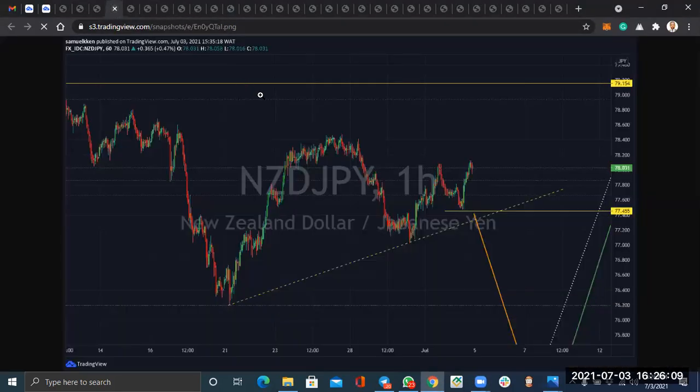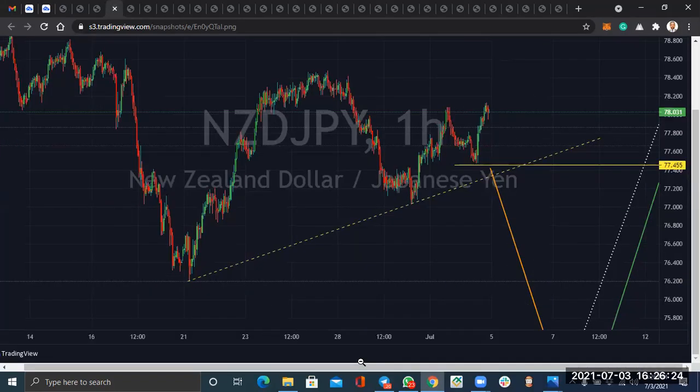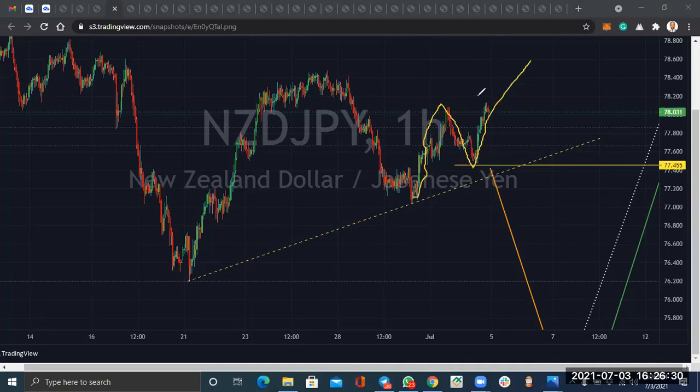Do you have the 1 hour? Okay, that's okay. You can see it. This is 1 hour chart. So this might be trying to make an A, B, C, and if that is the case, then this will be another A, B, C to complete this. Then I will look for sell from here. But if it reverses very fast and comes down, I will sell from here.